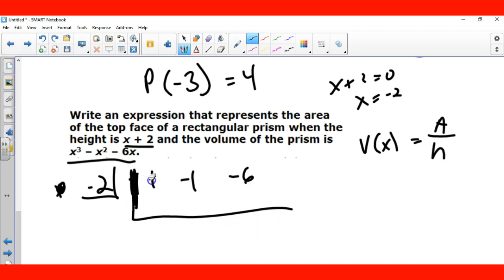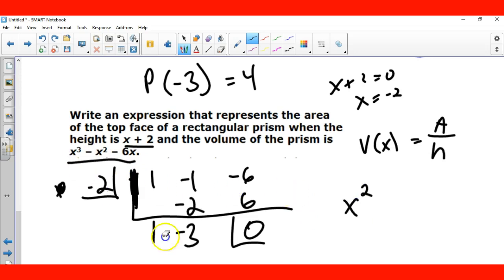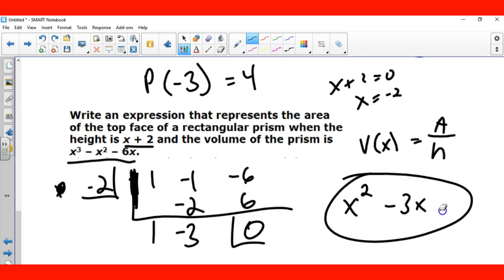So now we bring down the first term, 1. 1 times -2 is -2. Well, -1 plus -2 is going to be -3. Negative 3 times negative 2 is going to be positive 6. And negative 6 plus 6 is 0. So there's our equation. Remember, this started cubed, so we have x squared. 1x squared minus 3x. You go in descending order. Start with 2 and 1.